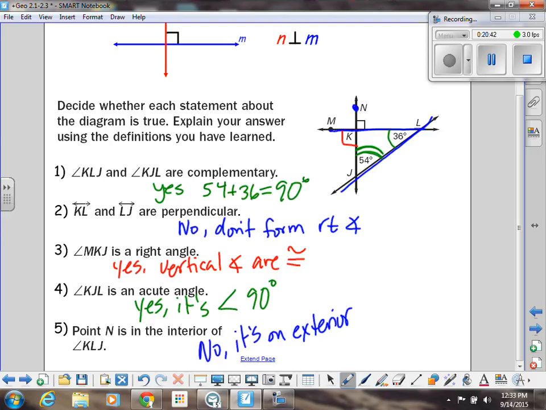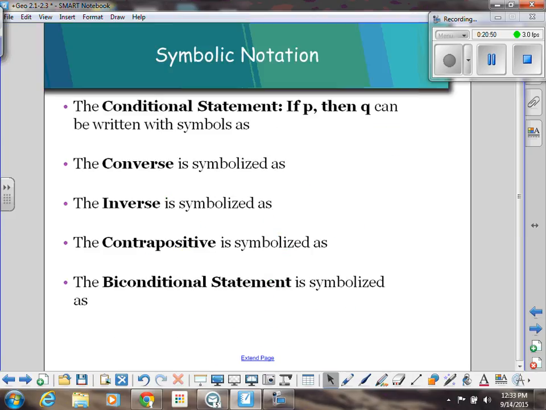Okay, so all of those were based on definitions that we had done. And all those definitions can be written as biconditional and if-then statements. All right, let's make sure we're good on symbolic notation, because on Wednesday we're going to do some truth tables and it will be all kinds of P's and Q's. So a conditional statement, if P then Q, can be written as P, then the arrow, and then Q. And that's pronounced if P then Q.